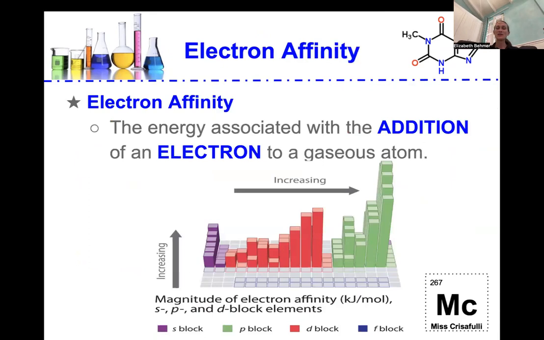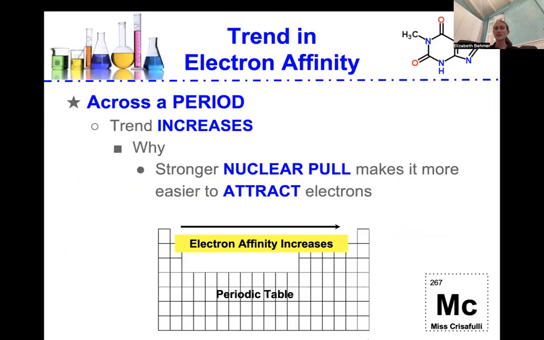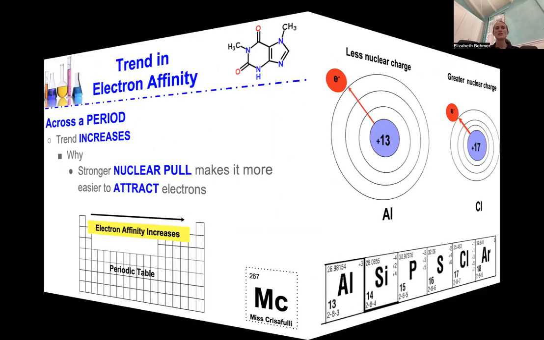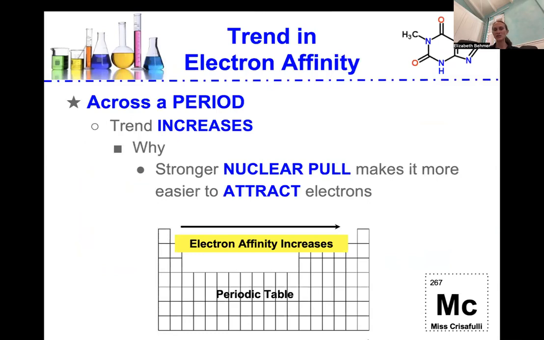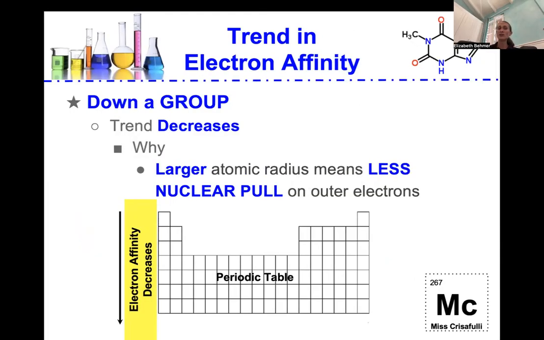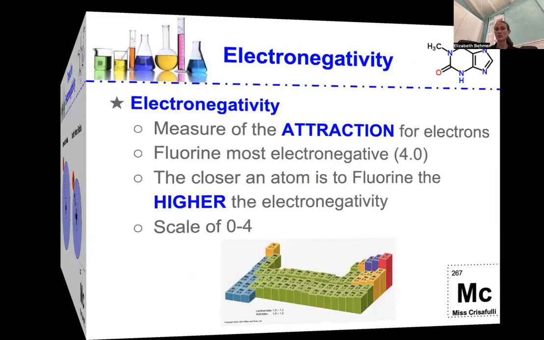Electron affinity is the energy associated with the addition of an electron to a gaseous atom. Across a period, electron affinity increases because the stronger nuclear pull makes it easier to attract electrons, as shown here. The greater the nuclear charge, the stronger the nuclear pull, and it will attract electrons. So electron affinity increases across the periodic table. But it tends to decrease down a group. The larger atomic radius means less nuclear pull on those outer electrons.